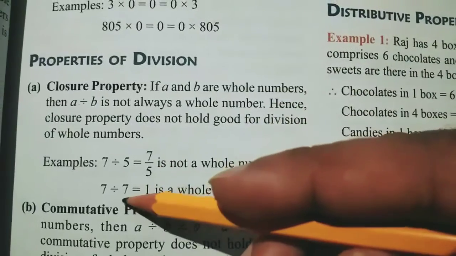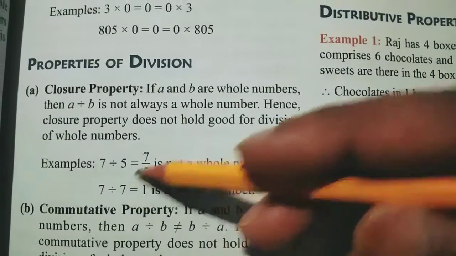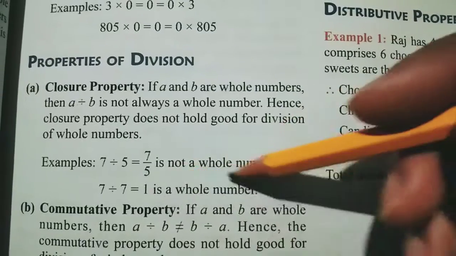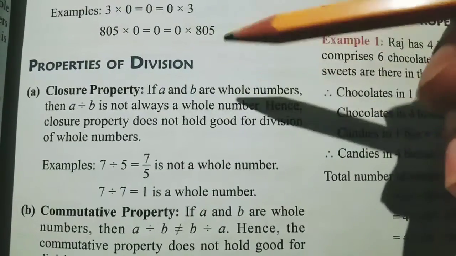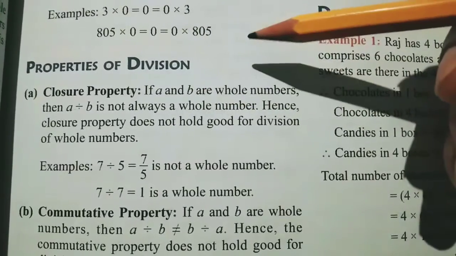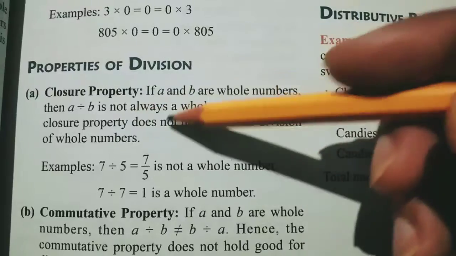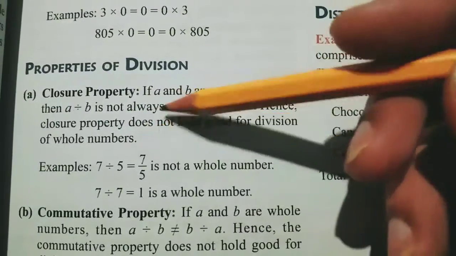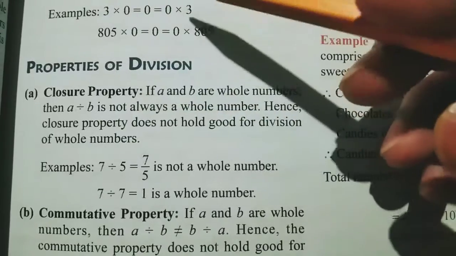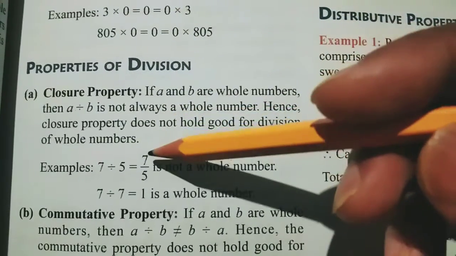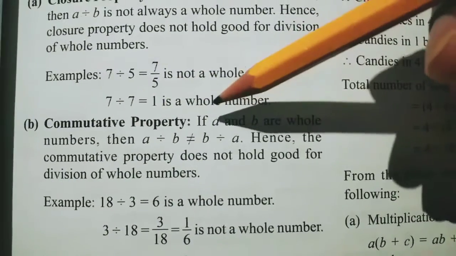So a decimal or a fraction is not a whole number. Again, 7 divided by 7 equal to 1. When we divide like this, we are getting 1, so it is a whole number. So in the closure property of division, sometimes it will be valid and sometimes it will not be valid. Hence closure property does not hold good for division of whole numbers. Finally we can conclude that closure property is not valid for division, because not every division will give a whole number.